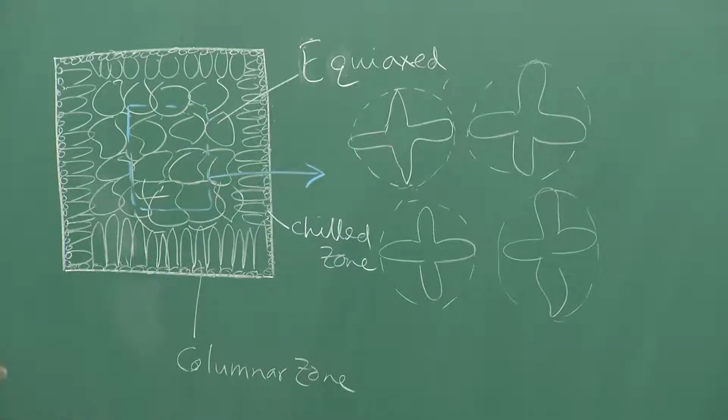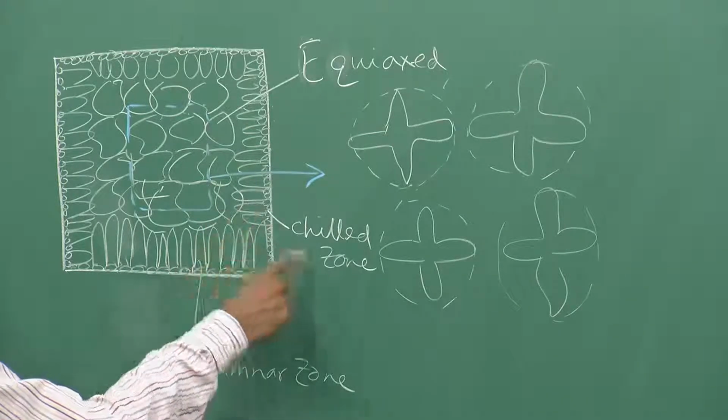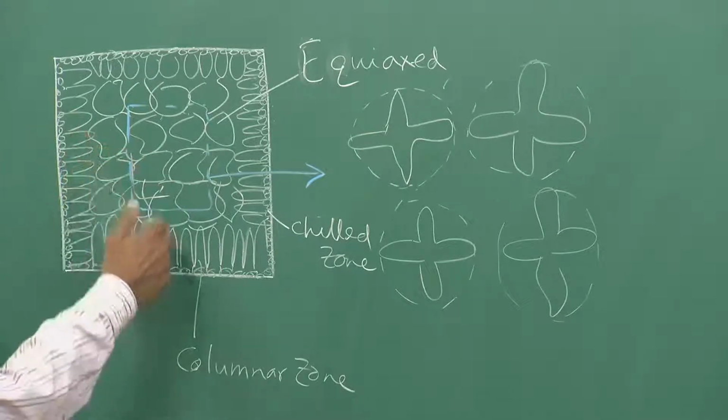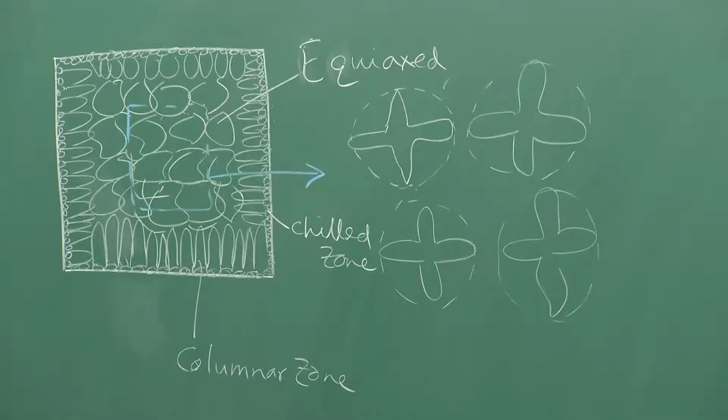This is the general picture, but in many cases you may not see all the zones. In many cases you will see the columnar zone present along with the chill zone, and the equiaxed zone may not be present. That depends upon how the heat transport actually happens in the mold, from the liquid to the mold wall to the outside. That depends on the alloy type also, because the conductivity of the solid will also dictate the way heat is transported, the KL terms or KS terms which I have given in the equations earlier.